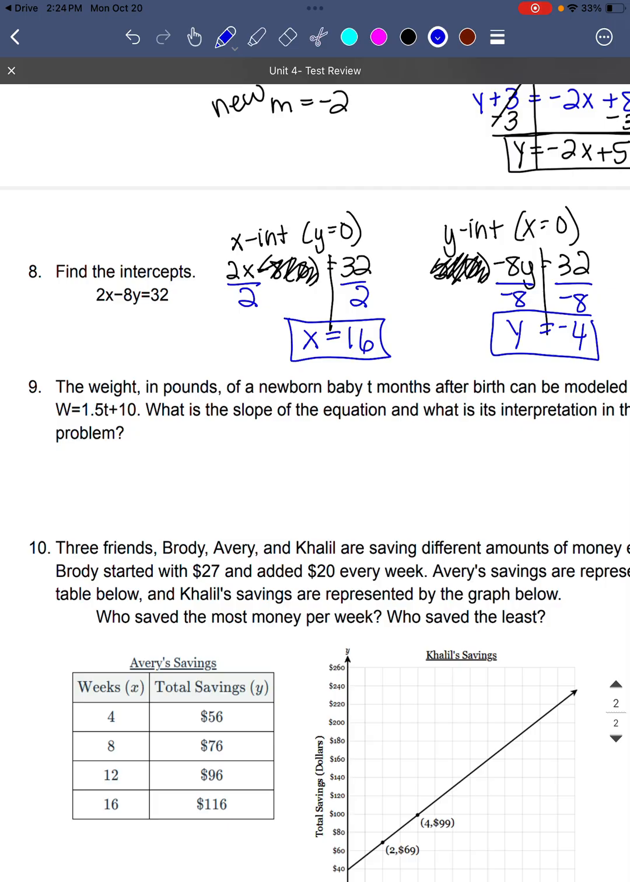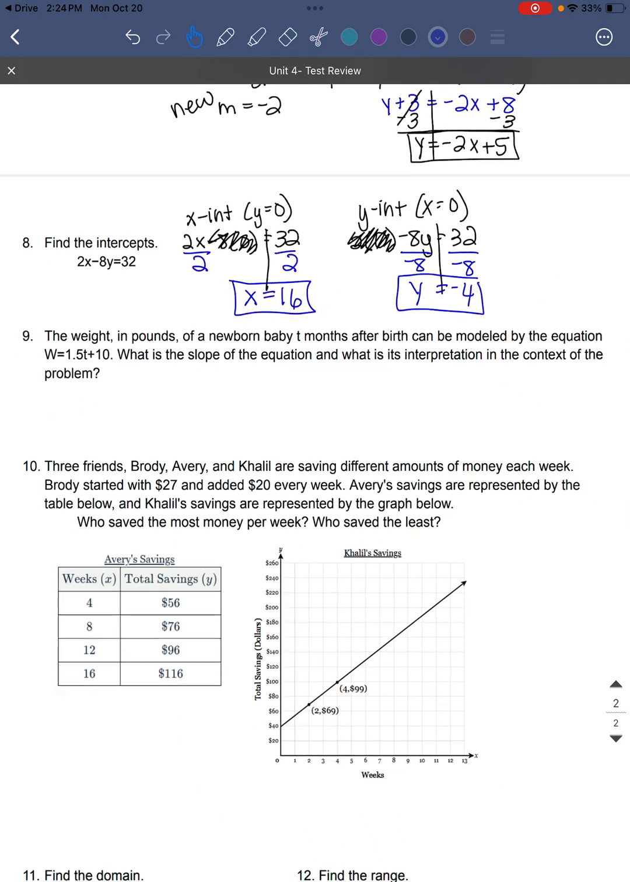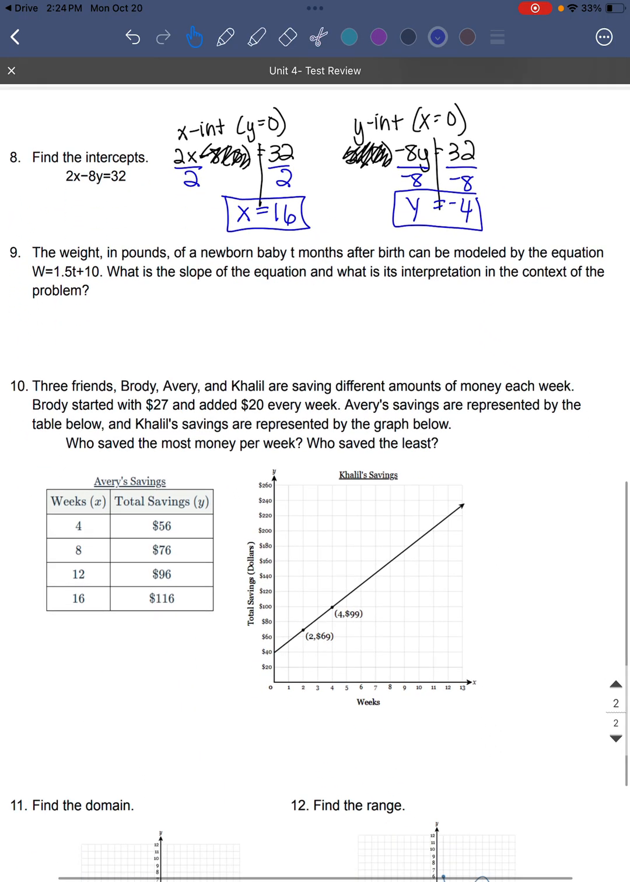Okay, number 9, the weight in pounds of a newborn baby T months after birth can be, I'm going to highlight this, T months after birth, can be modeled by the equation W equals 1.5T plus 10. What is the slope? I'm going to ask what is the slope of the equation and what is its interpretation in the context of the problem?